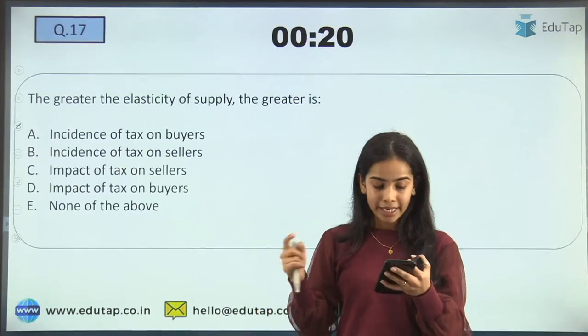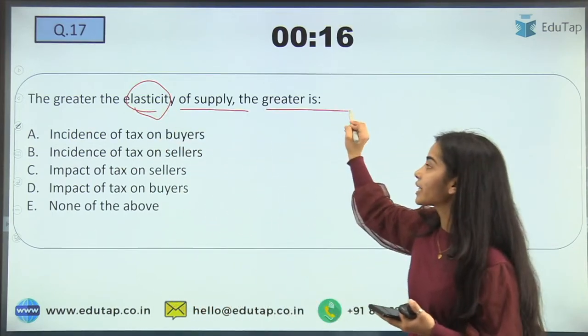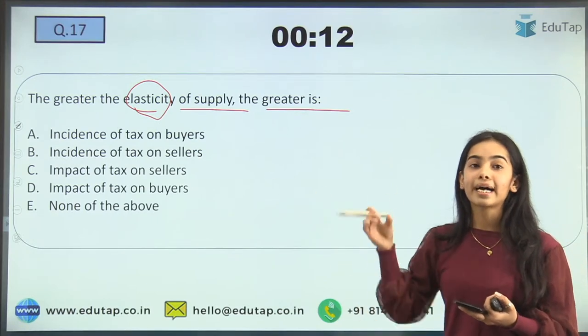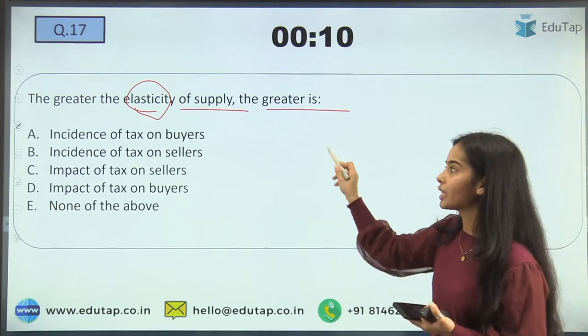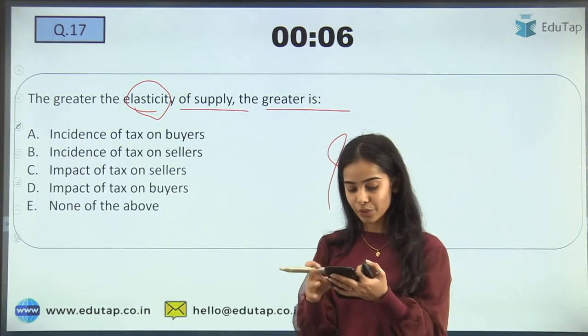Next question is, the greater the elasticity of supply, the greater is what? So we have got such a kind of question in phase 1, and this is a further version of that question. I know that you will be able to answer the right answer of this question. So try this one.